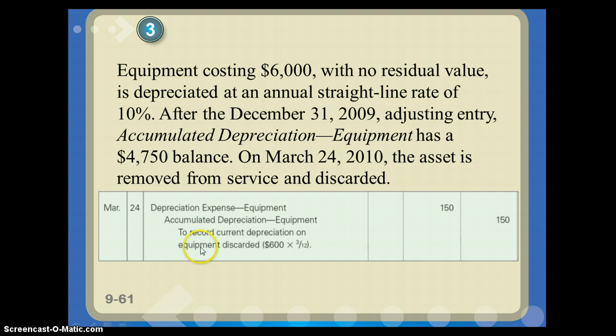To record current depreciation on equipment discarded, it says $600 times 3/12. Because our equipment costs $6,000, it's 10% a year, which would be $600. So it's $600 per year. But we have December to March, so that's 3 months. So it's only going to be $150 for those 3 months, January, February, and March. So we put the depreciation into our accumulated depreciation and we write that off as an expense. So $600 times 3/12, again, January, February, March, is going to give us that partial year depreciation.